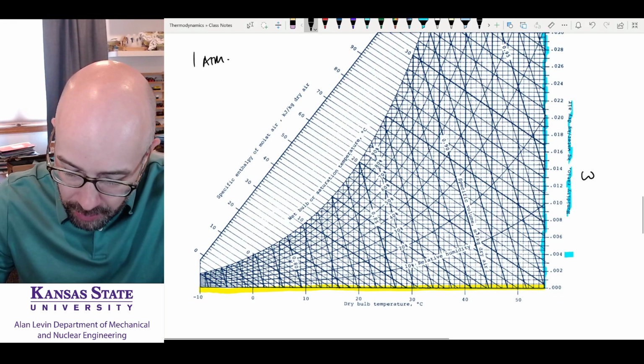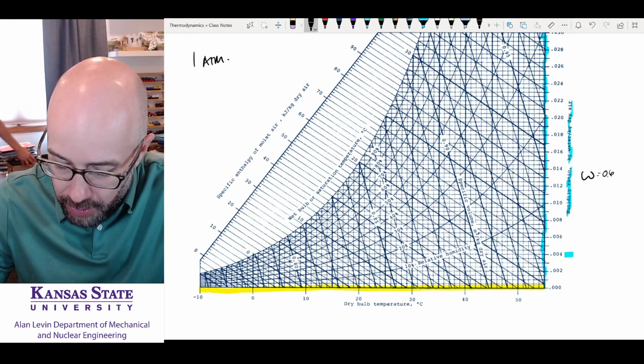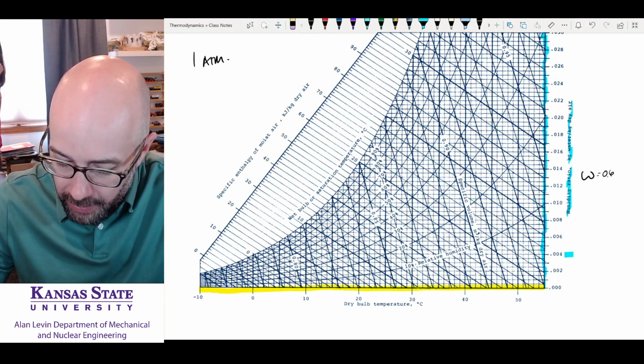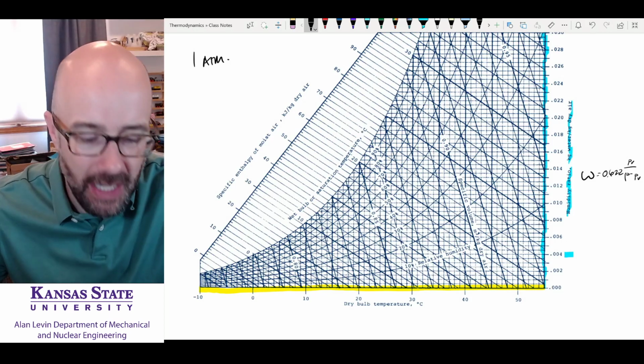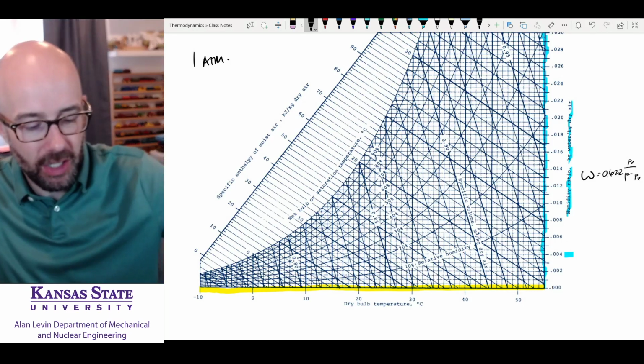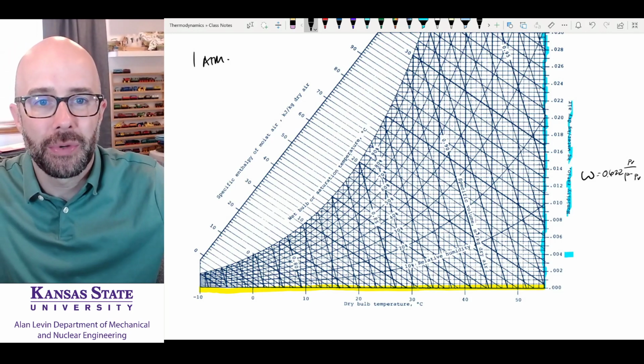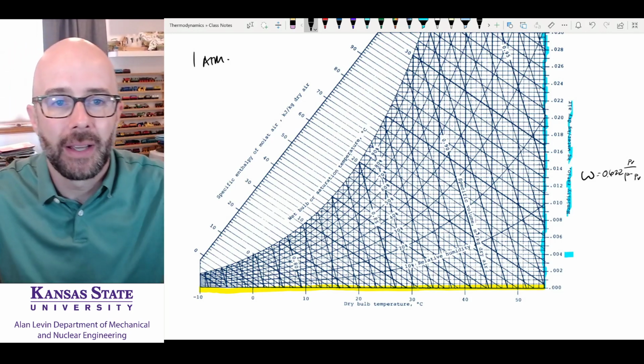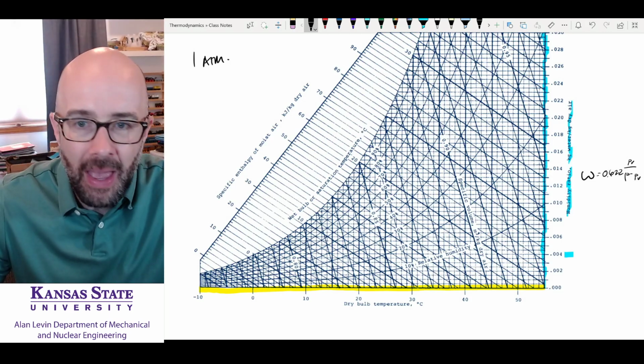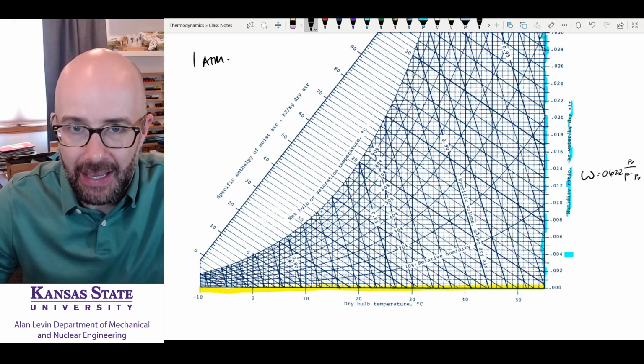Now, where do we find this? Omega is equal to 0.622 times the partial pressure of the water vapor over the pressure minus the partial pressure of the water vapor. That's where that's coming from, okay? It's a direct relationship. So vapor pressure could also be chosen on the ordinate if we wanted to, but we're not gonna do that.